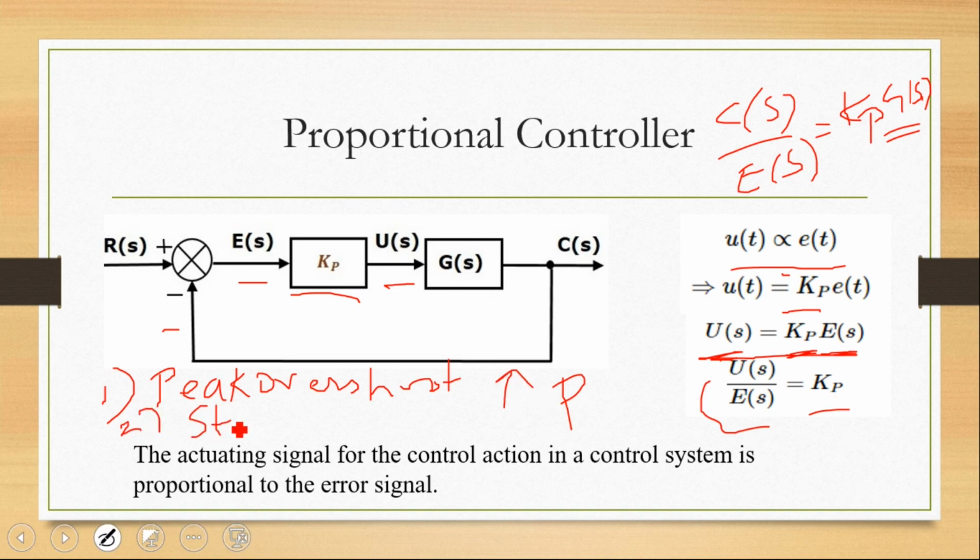The second point is that the steady state error is reduced. So we have to select Kp in such a way that the peak overshoot and the steady state error are within the specified values. In practice, if this forward path gain is increased, sometimes the system becomes unstable. So instead of going for just a proportional controller, we go for either a PD controller, PI controller or PID controller.